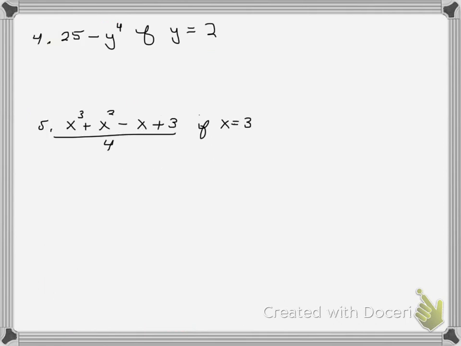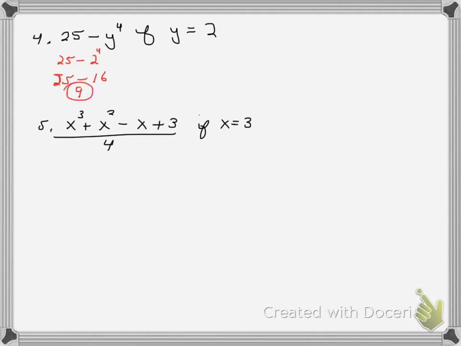Moving on, we want to go ahead and do our substitution. 25 minus 2 to the 4th power. Do the power next. 25 minus, just writing everything down just as you see it. 2 times 2 is 4 times 2 is 8 times 2 is 16. And finally, my subtraction, 25 minus 16 would be 9.